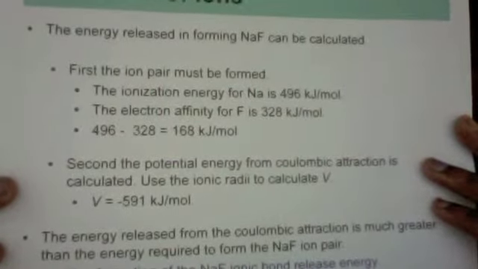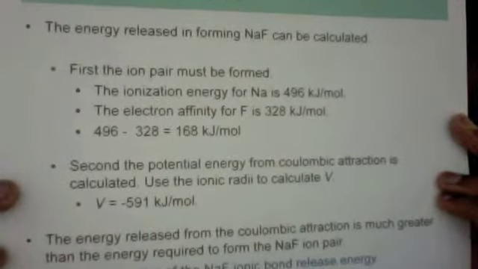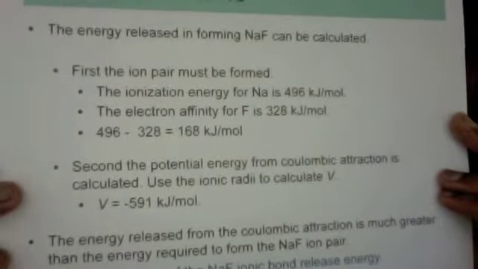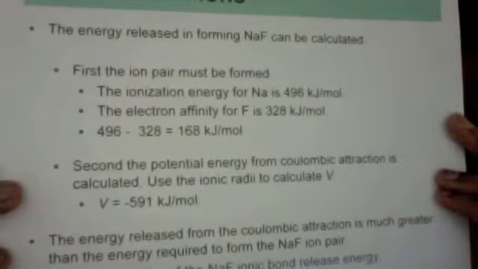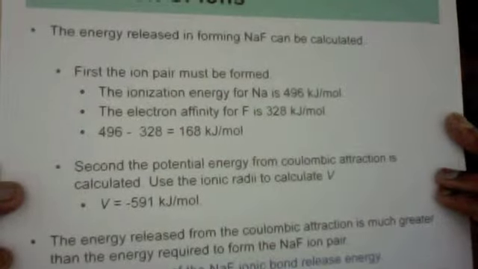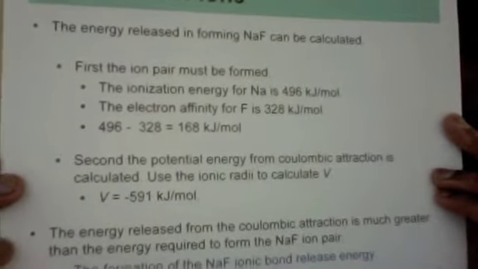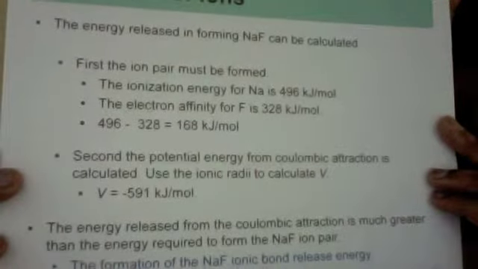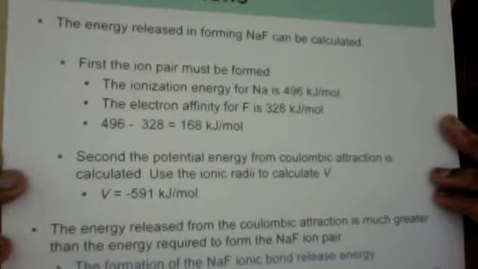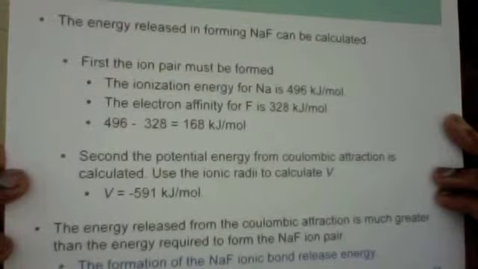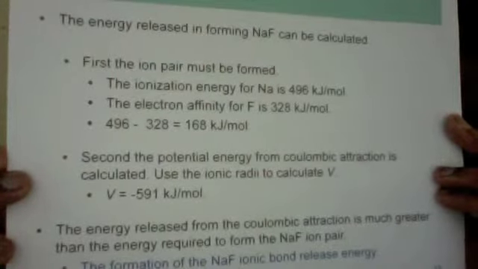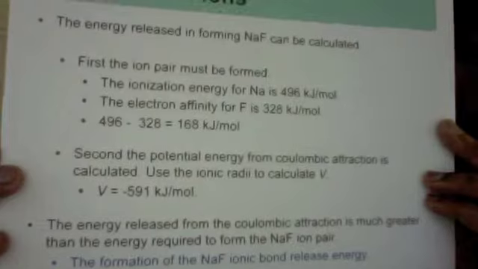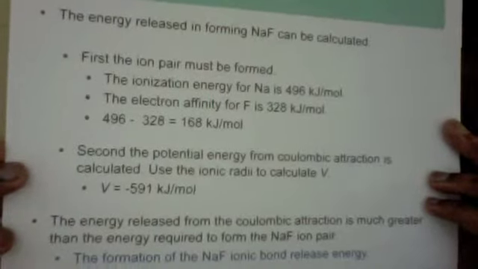Second, the potential energy from the Coulombic attraction is calculated using the ionic radii to calculate V. So V is equal to negative 591 kilojoules per mole. And the energy released from the Coulombic attraction is much greater than the energy required to form the NaF, the sodium fluoride ion pair. And this is the formation of the NaF ionic bond releasing energy.